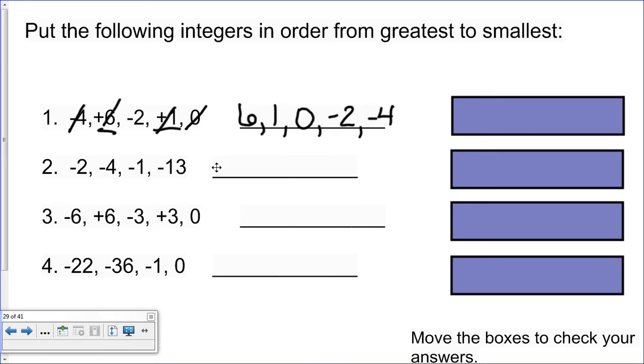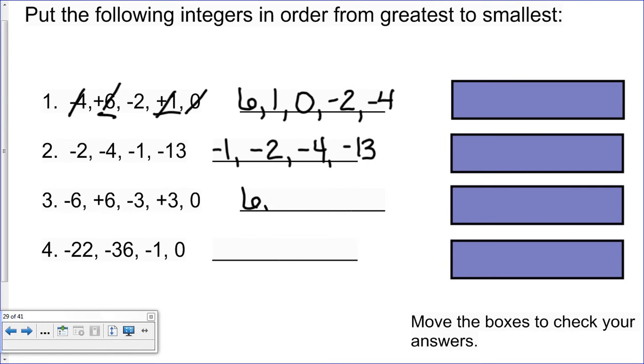Alright. Now we're going to order these biggest to smallest. So the biggest would be negative 1. It's the one closest to 0. Then negative 2, negative 4, and negative 13. And then we've got a positive 6 and a positive 3 and then a 0. So I'm going to go ahead and get rid of those. And then I have a negative 3, and then a negative 6.